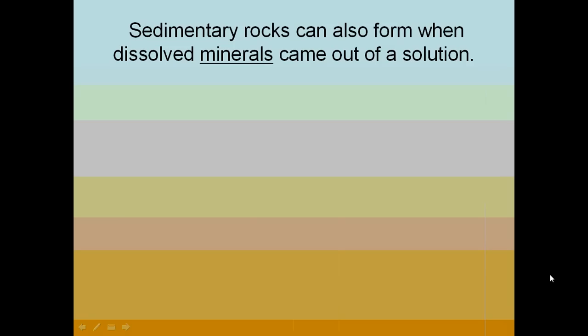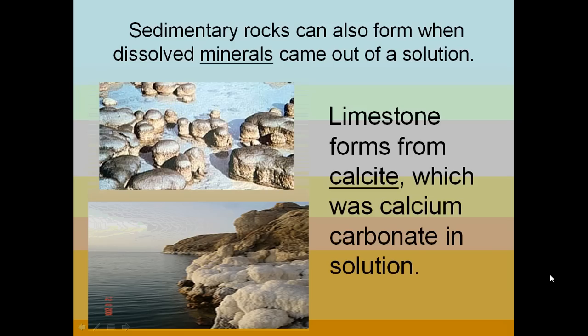Sedimentary rocks can also form when dissolved minerals come out of a solution. So we're talking about water, generally salt water, as the solution. So if you look at the pictures, we have limestone that forms from calcite, which was calcium carbonate in a solution. And once that solution evaporates or goes away, then we're left with that limestone, which is a sedimentary rock.